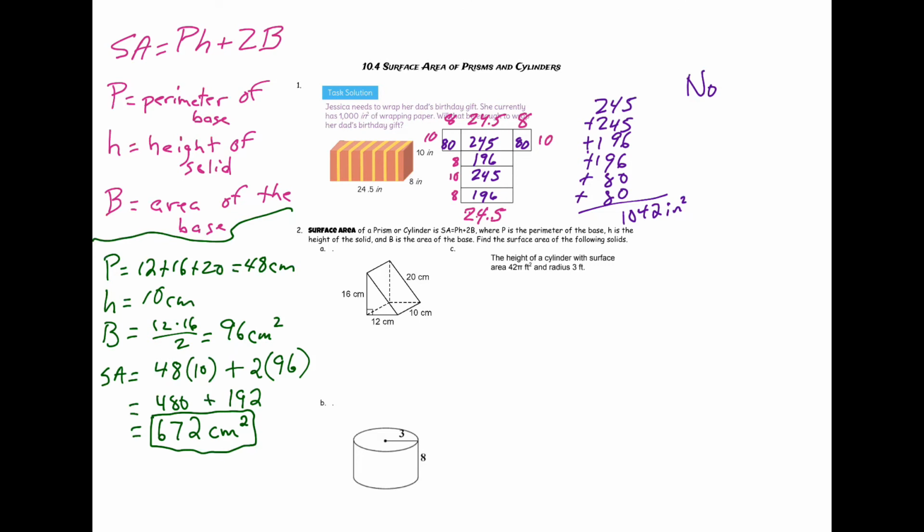All right, and that's all you have to do for each of these problems. So for B, we're going to do the same thing. We want to find our perimeter of the base. Only this time we're not working with a prism. It's a cylinder, but it's going to work out the same.